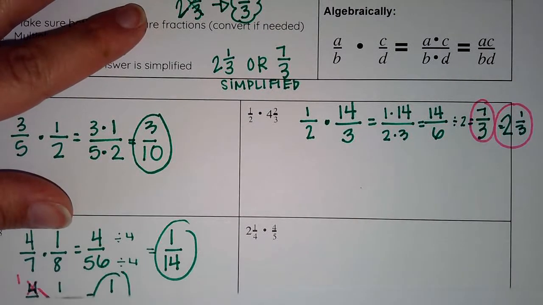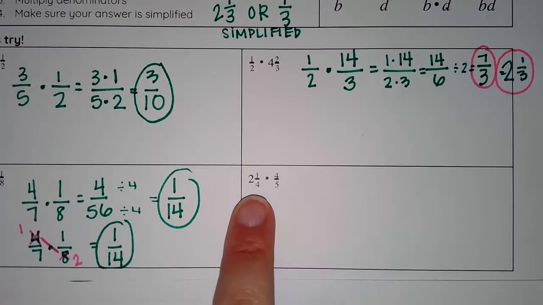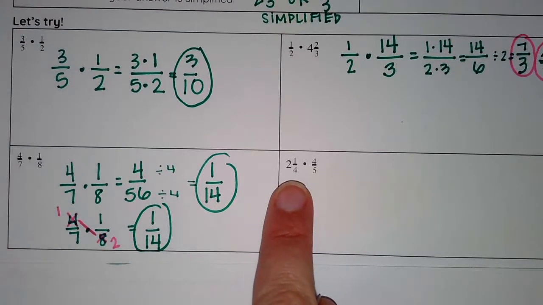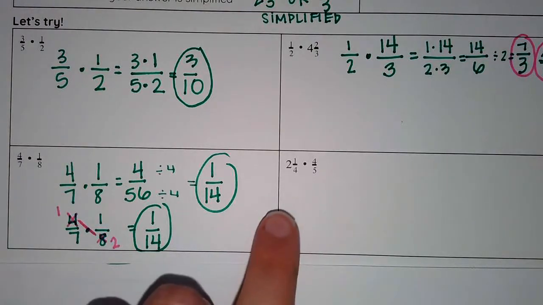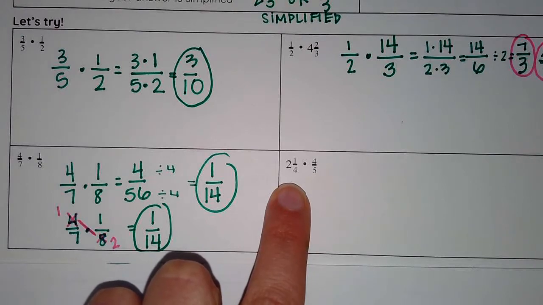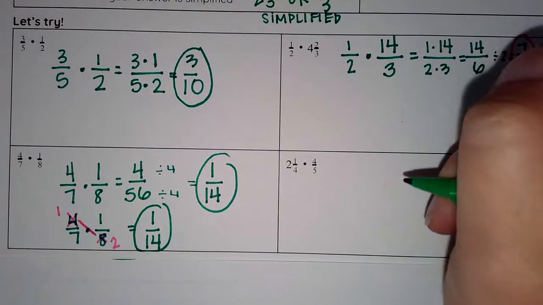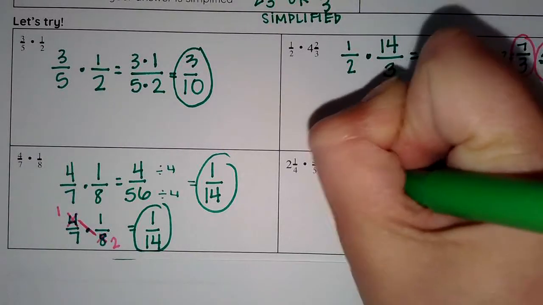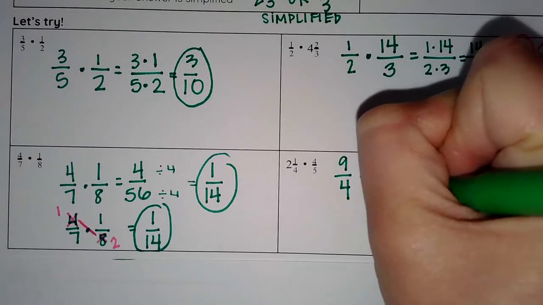Alrighty, let's go ahead and try this last problem here. 2 and 1/4 times 4/5. Pause your video and try solving this problem. So the first step is going to be to convert this mixed number into an improper fraction, which will leave me with 9/4 times 4/5.